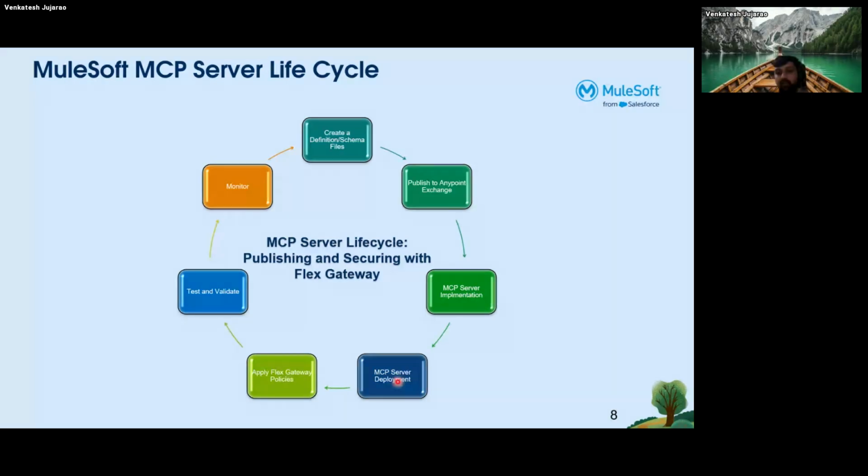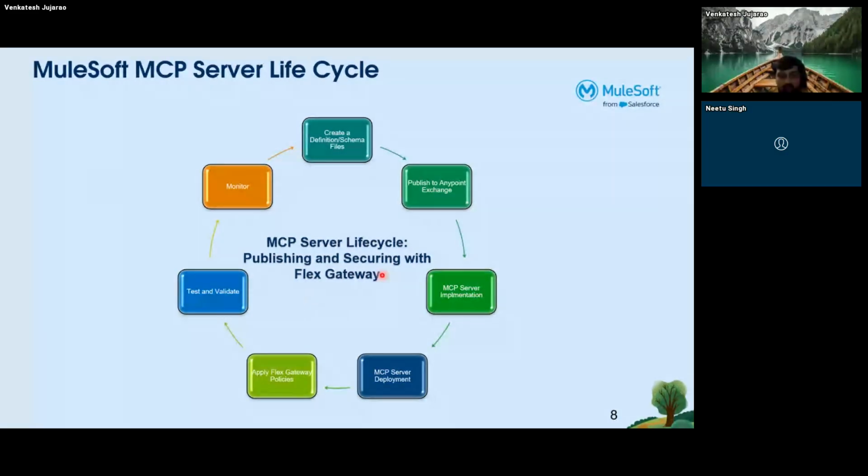Once we have implemented the MCP server in CloudHub 2.0 and it is deployed, we can deploy the asset in the API Manager instance and then apply the policies. We can test and validate, and we can monitor traffic with Anypoint Monitoring. So this is the complete API lifecycle for the MCP server. If anyone has any question, do let me know.